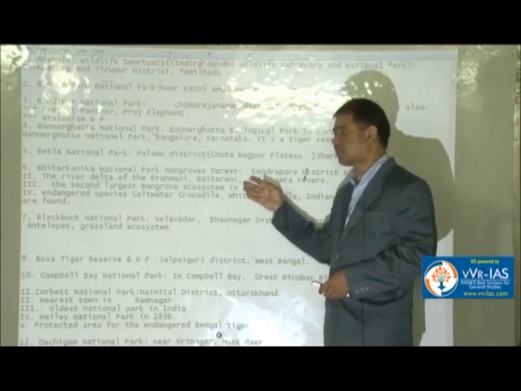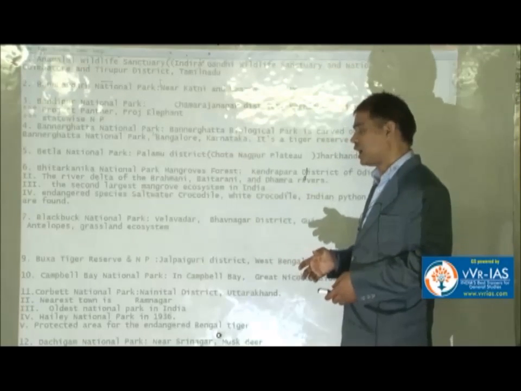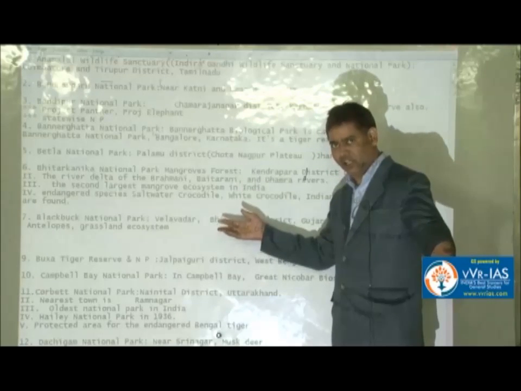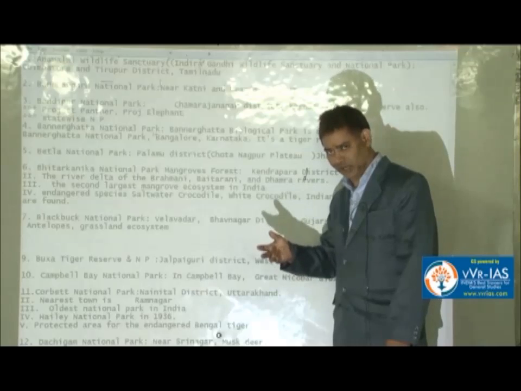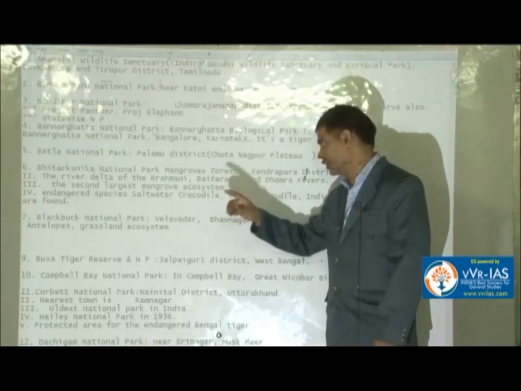Then Bhitarkanika National Park and the mangrove forest, which is located in Odisha. Bhitarkanika is the second largest mangrove forest of India. The first largest is the Sundarban, and the second largest is Bhitarkanika, located in Odisha.